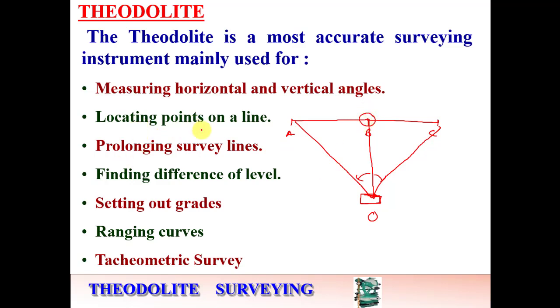So this theodolite is useful for locating any points on a line and prolonging a survey line. You can also extend this line toward your D point, or you can extend line E from the B point. You can also extend your line F with the help of this theodolite equipment.